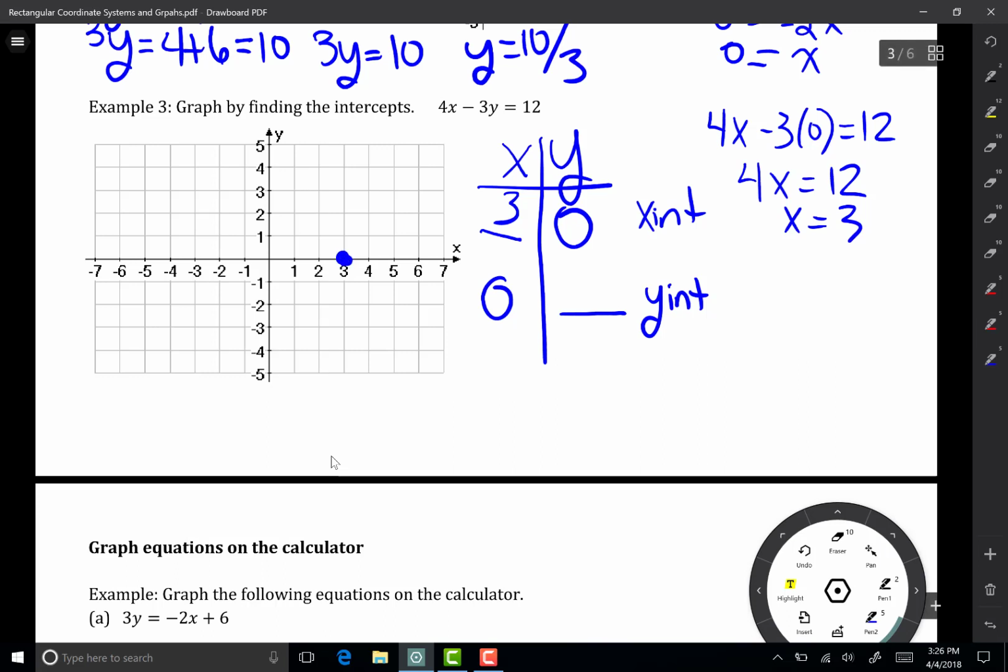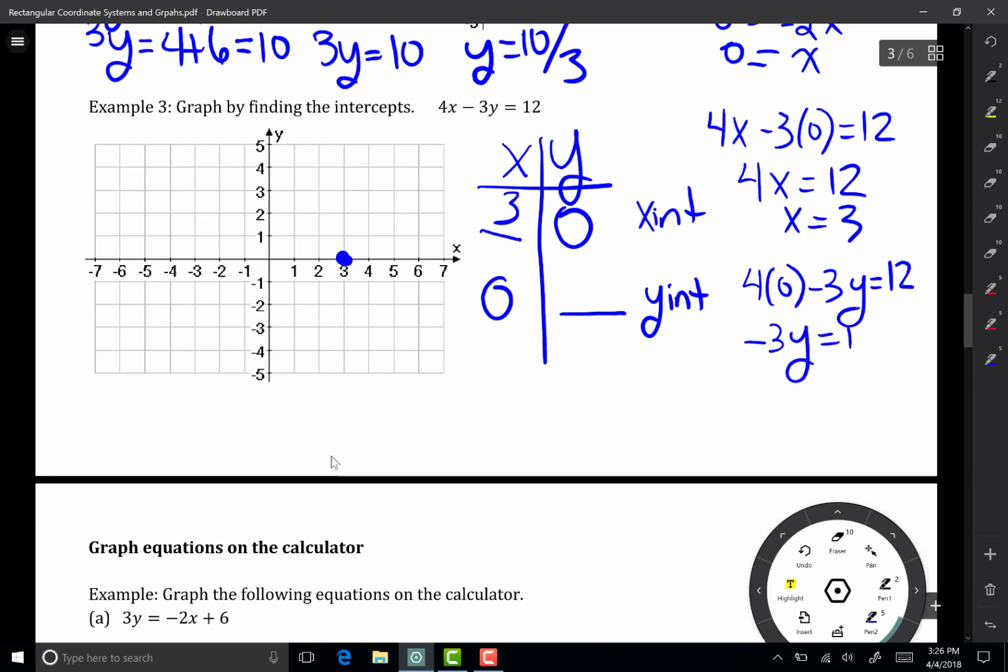Now to find my y-intercept, I'm going to plug in x is 0. So I have 4 times 0 minus 3y is equal to 12. So I have negative 3y is equal to 12. When I divide both sides by negative 3, I get y is equal to negative 4. So that tells me that's my y-intercept. So that means it crosses at this point here. So when I connect those 2 points, I get my line. And I got to remember to put my arrows.